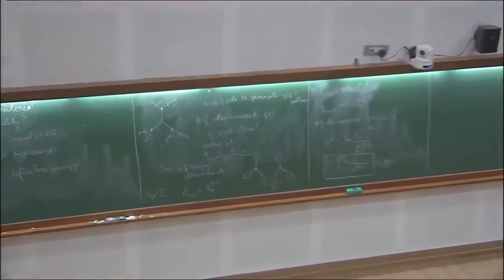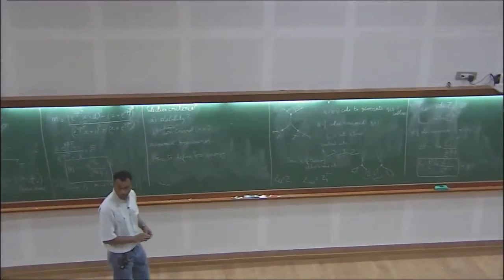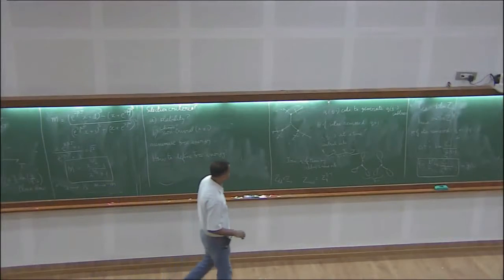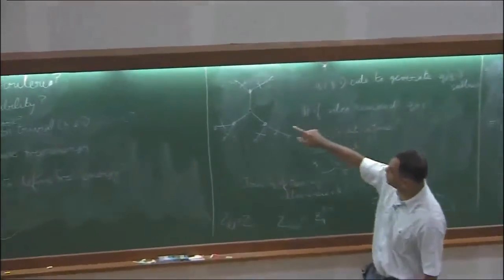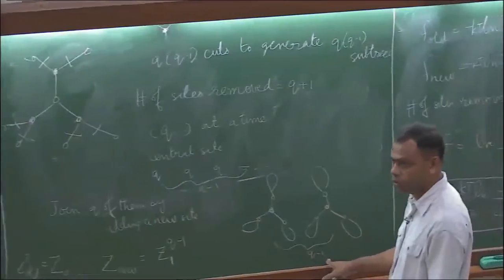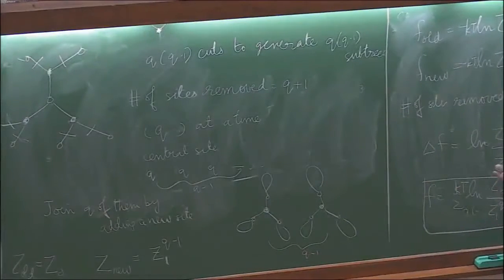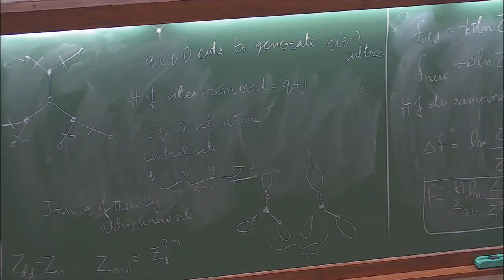Now let me do one calculation. I want to calculate the exponent beta, which Mustansir had defined. The half factor came because when I made these cuts, I removed q plus one sites. In this case, four sites, 1, 2, 3, 4. And I added two sites here, in general q minus 1. So the number of sites changed in this procedure was 2 overall, and the change in free energy divided by 2 is my energy per site. Actually, all the remaining calculations I will leave as exercises.